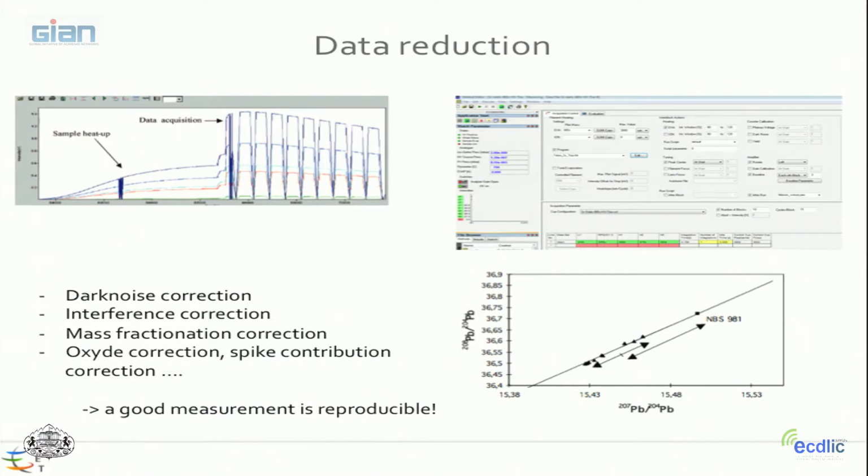Then there are many corrections that you have to apply to the signal, and this is tricky because this is the job of the mass spectrometrist to correctly calculate the interference, etc., you can have on your signal.